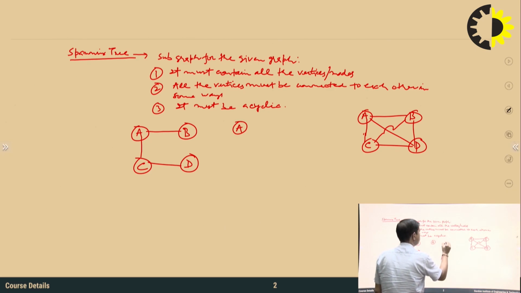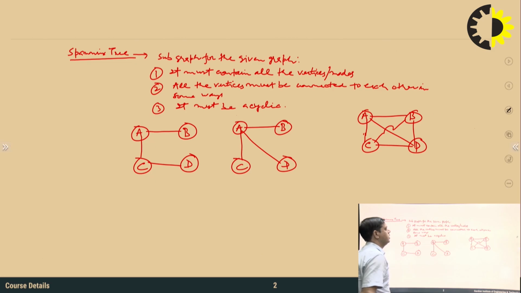Another can be a different spanning tree like this. All the nodes or vertices, and this time they are connected in that way. It covers all the nodes, they are connected in some way, and it does not contain any cycle. So there can be a number of spanning trees for the given graph.